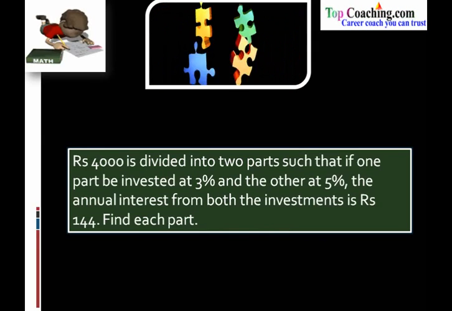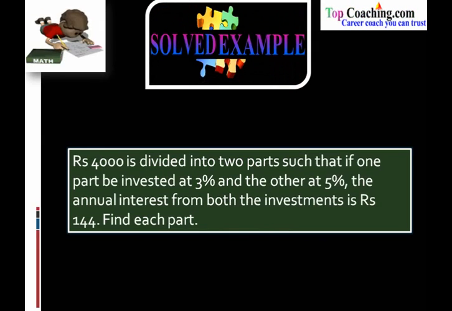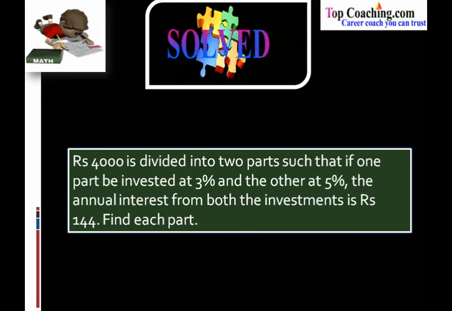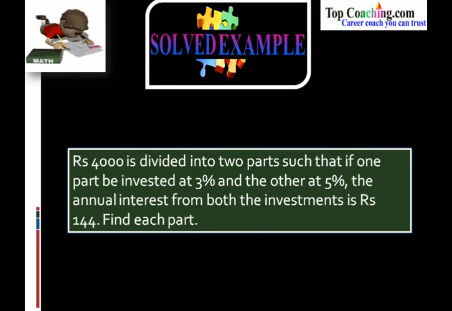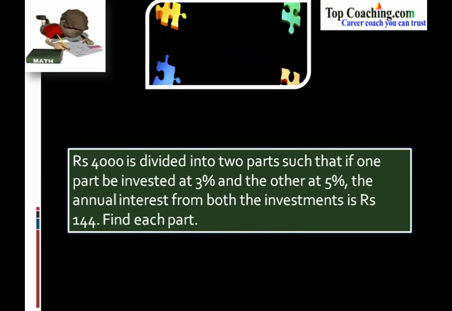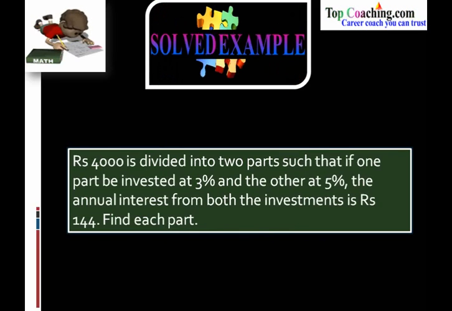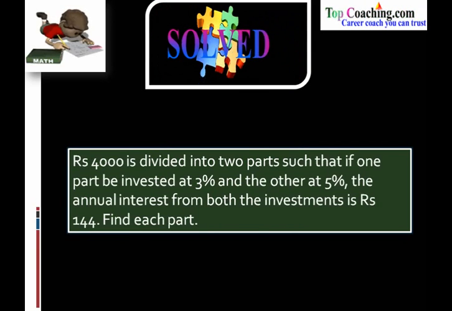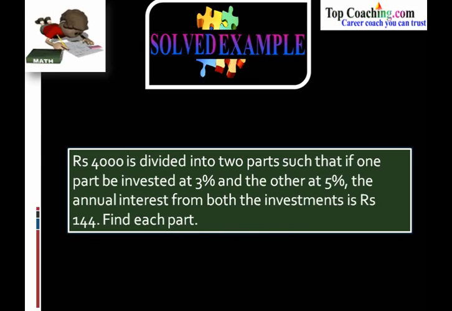Now this is an interesting problem in which we have a total amount 4000 and this total amount is divided into two parts, part 1 and part 2. Now if we invest part 1 at 3% rate of interest for 1 year, and if we invest the second part at 5% rate of interest, then the total annual interest comes out to be rupees 144. We have to find out the value of part 1 and the value of part 2.